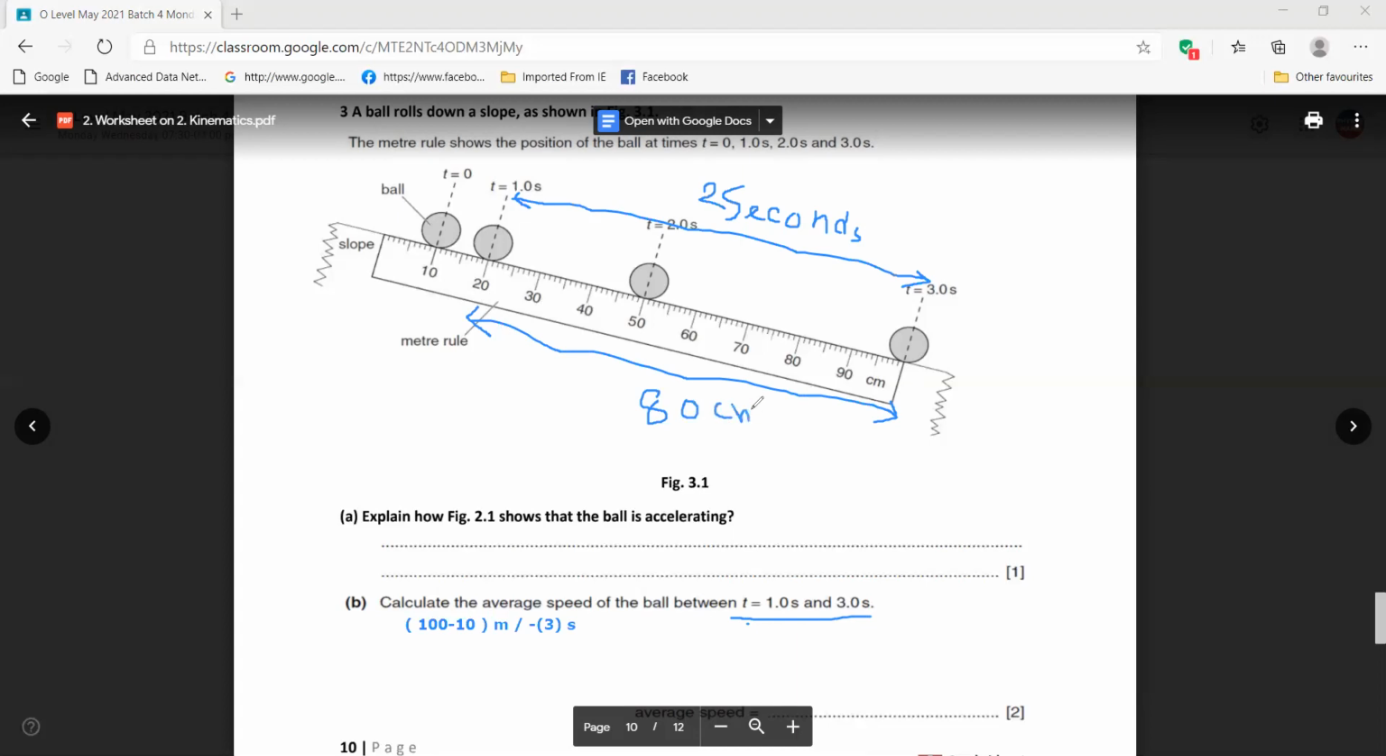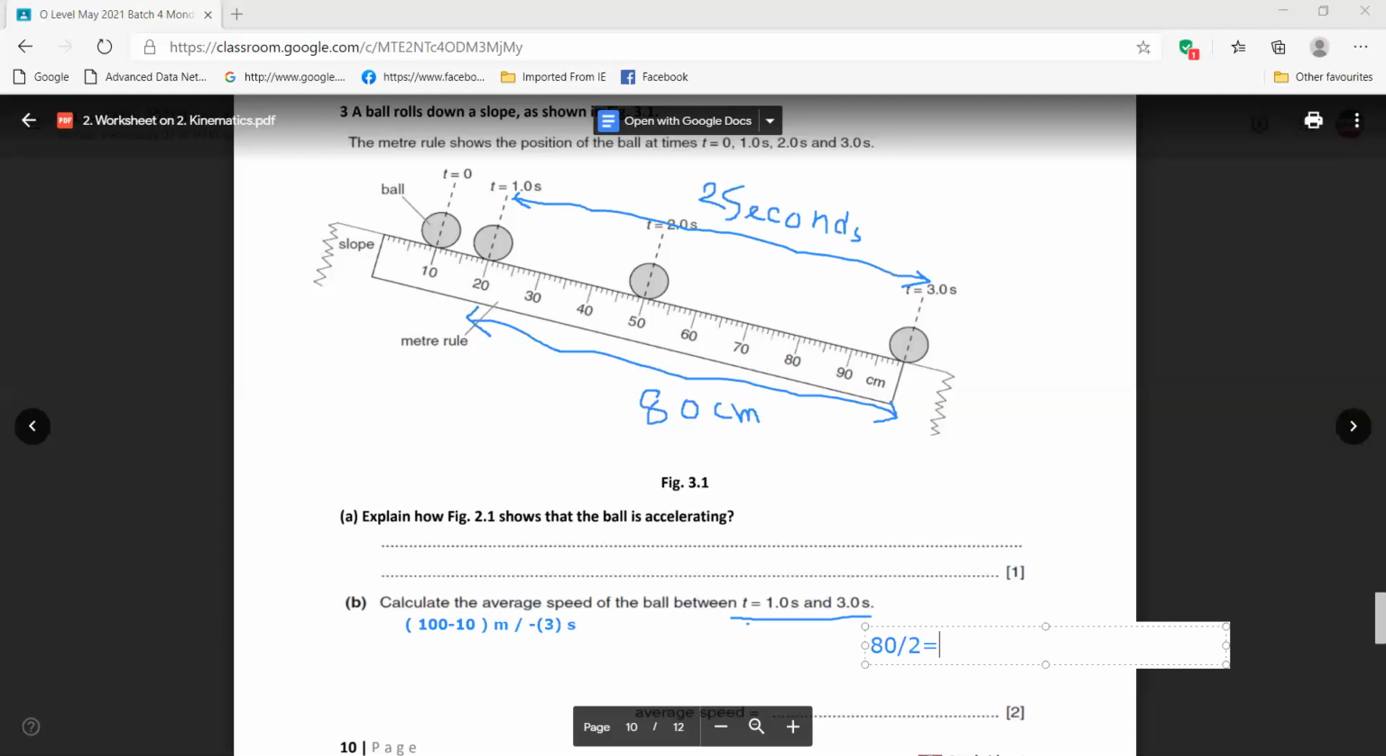We started rolling the ball from 10, but they asked you about between 1 second and 3 seconds. Okay, sir, now I understand. Yeah, that's the main thing. That's why I told you I understood your problem. Now you can do it, right? Yes, sir. It would be 80 divided by 2.